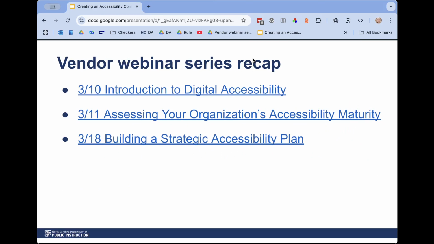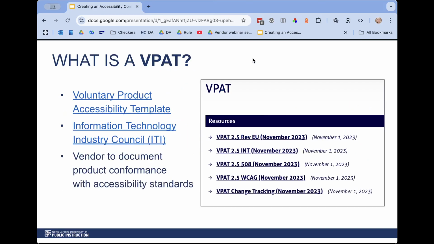So that's where we've been so far. Today's conversation is a deeper dive into an accessibility conformance report. Let's talk about what a VPAT is.